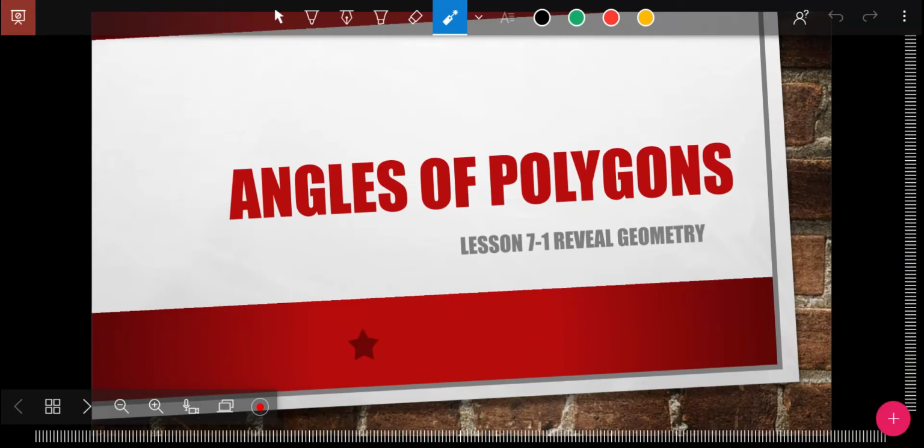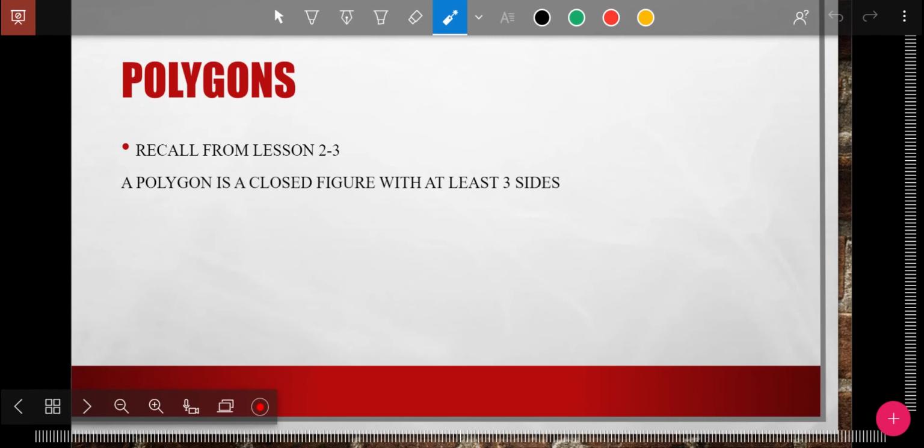Today's lesson is from Module 7, Lesson 7.1. It's on angles of polygons. And let's jump right in. First is to hear the definition of a polygon.